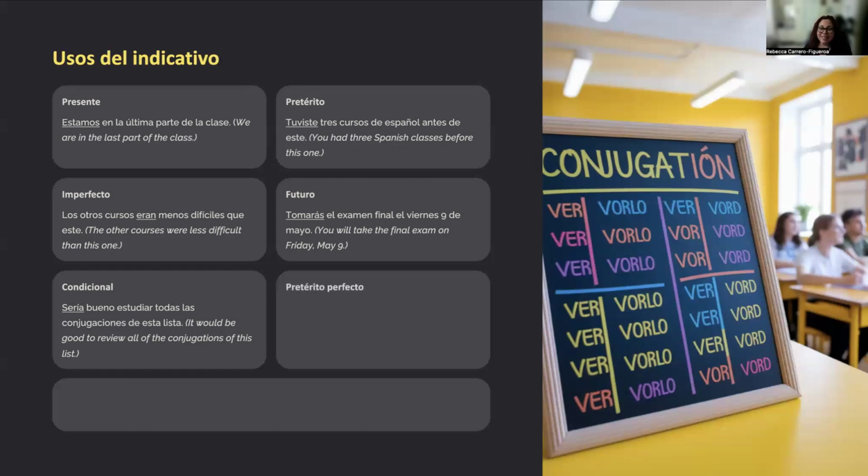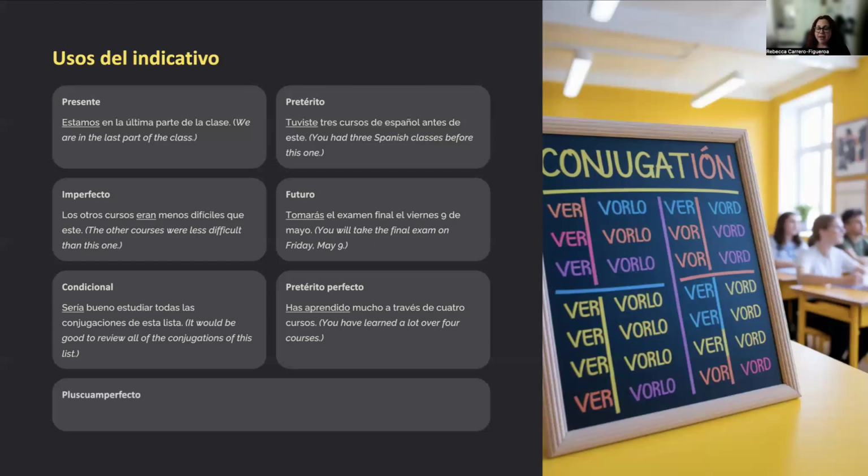Another tense, pretérito perfecto, the present perfect. Has aprendido mucho a través de 4 cursos. See the verb aprender en el pretérito perfecto, okay? Using the present of haber and followed by the past participle of aprender. Aprendido. You have learned a lot over 4 courses.